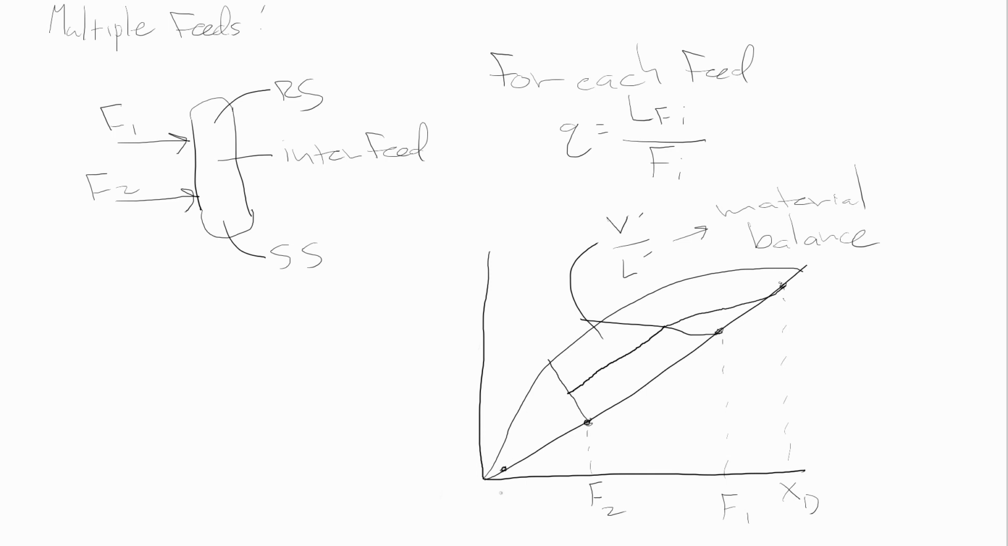And then we do the same thing for the stripping section that we did for the standard McCabe-Thiele. We simply draw a line from XB on the 45-degree line to the intersection between the interfeed operating line and the Q line for the second feed. And then we proceed as we always have. Now we have 2 feed stages.